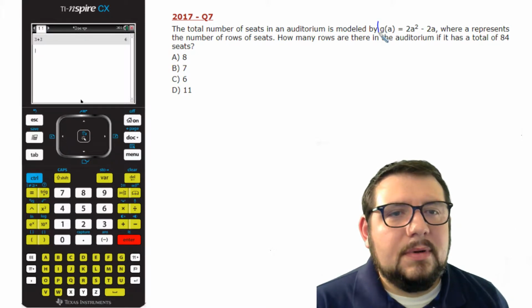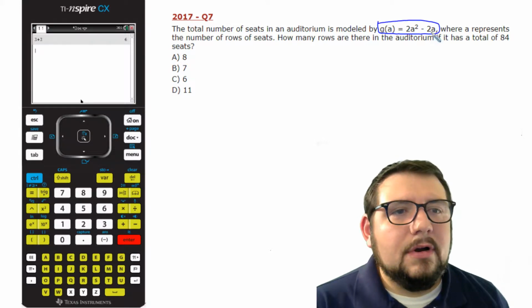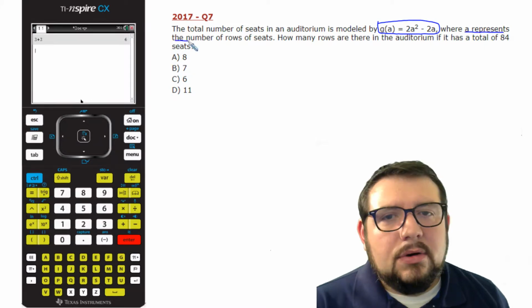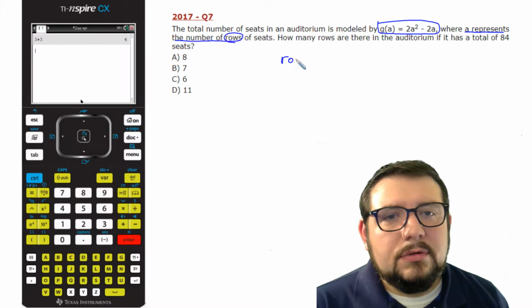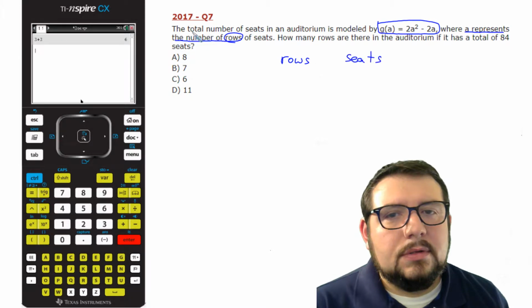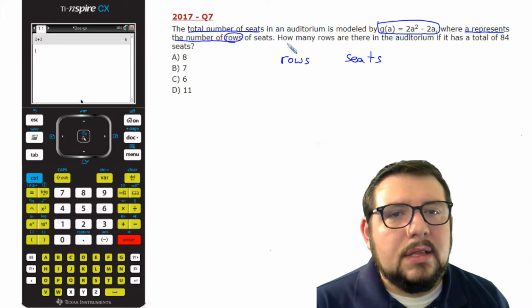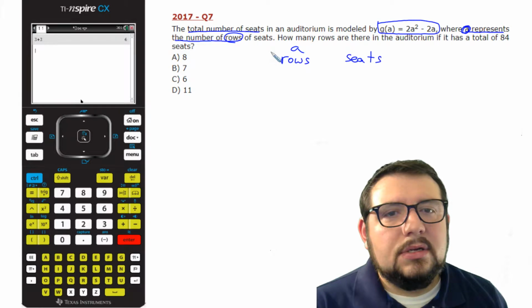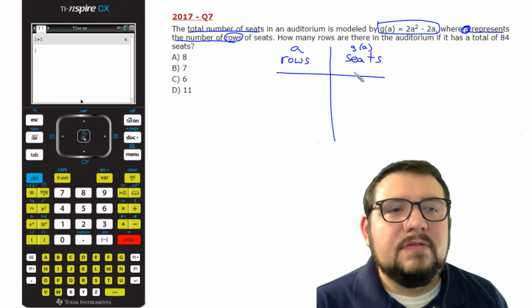Now if I'm thinking about my TI-Nspire, I'm saying, hey, I see an equation here, it has an equal sign, I can work. Where A represents the total number of seats, so A is the number of rows of seats, and that's very important. So in this problem we have rows, and we also have the total number of seats. The letter A represents the number of rows, which means that G of A represents the number of seats.